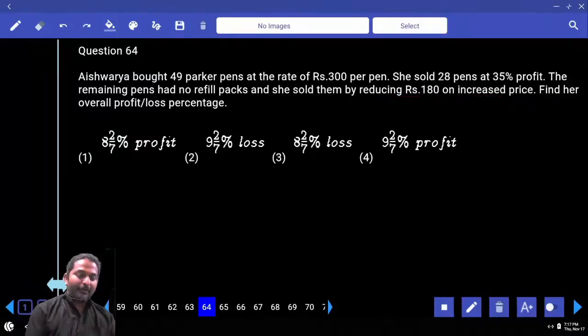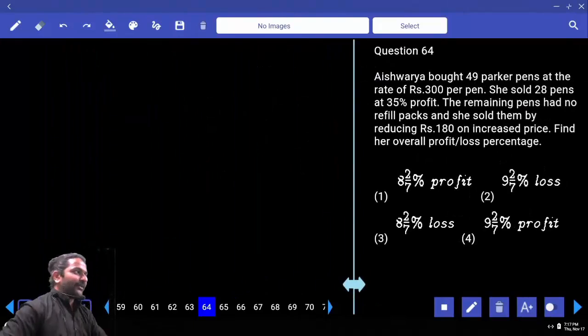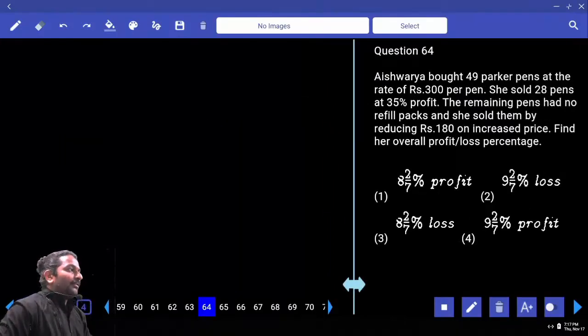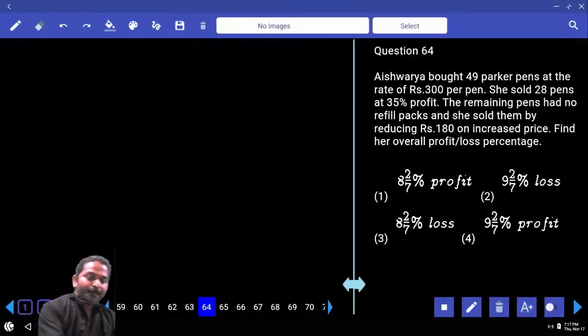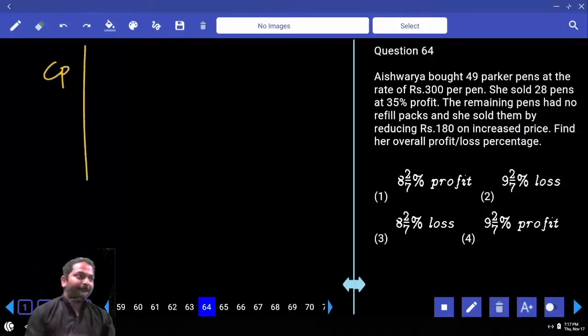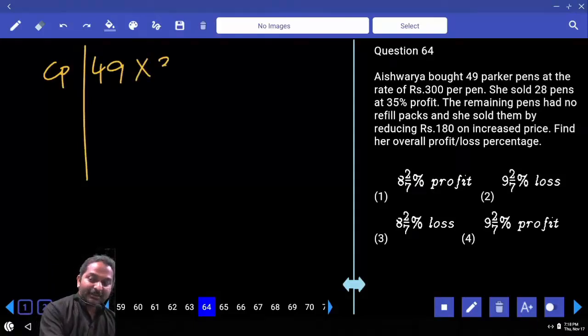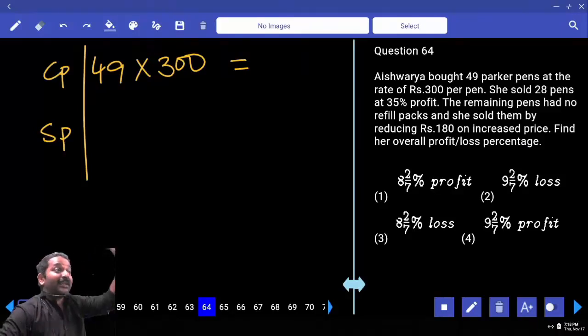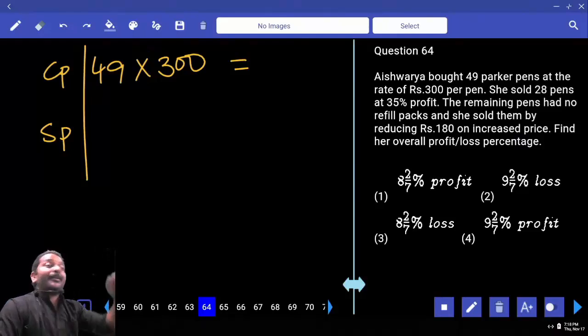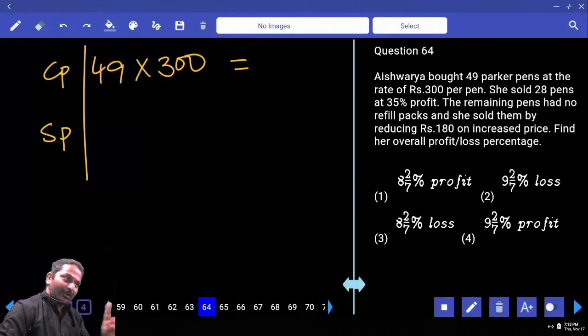Now, to calculate overall profit or loss percentage, first of all, what do you need to know? We need to know cost price and also selling price. How many articles do we have? 49 pens, and each pen costs 300 rupees. When you calculate this, you'll get the total cost price. While selling also, you have to sell all 49 pens. Then only you are eligible to calculate profit percentage or loss percentage. Do you all know this point?